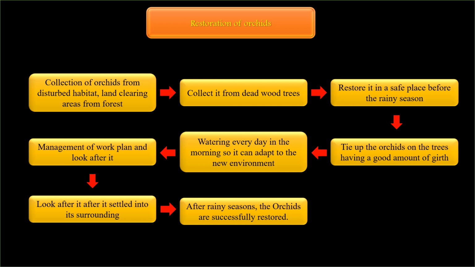So for the restoration process, first we have to collect orchids only from dead wood trees and fallen orchids. We will first see the place where we will restore the orchids, and after restoration we have to look after them so that termites and other things won't affect the orchids.